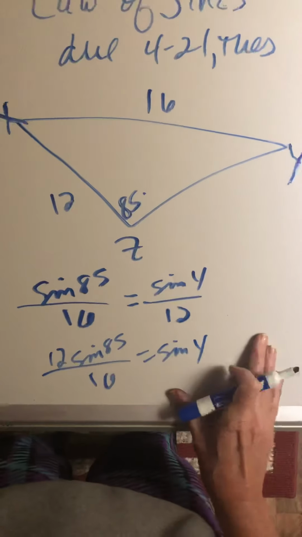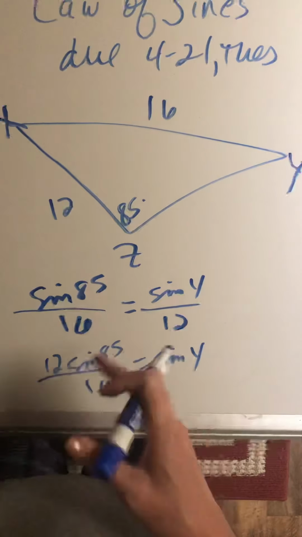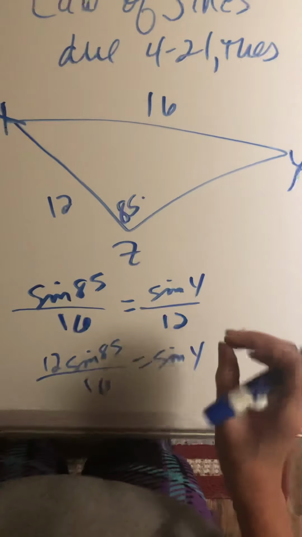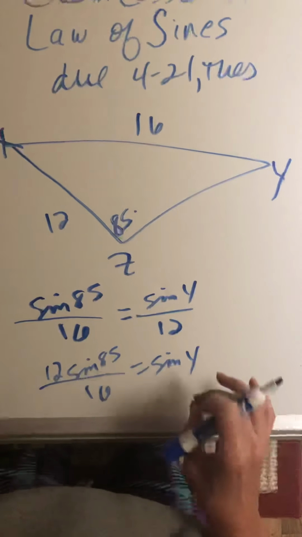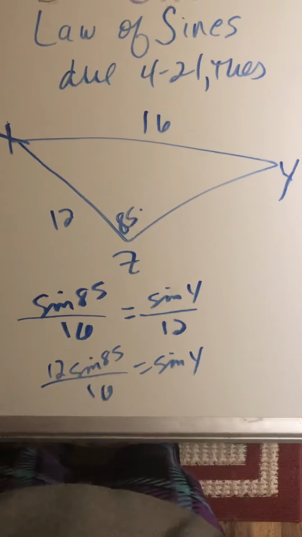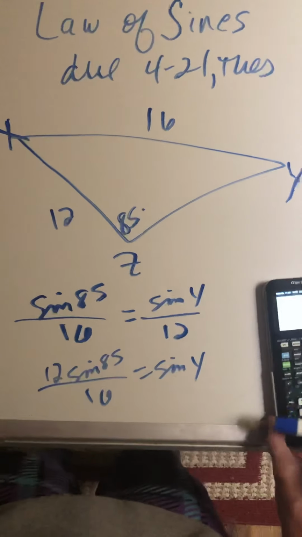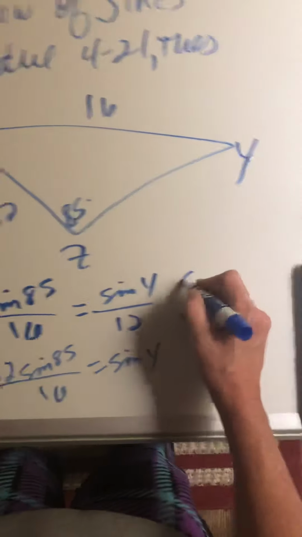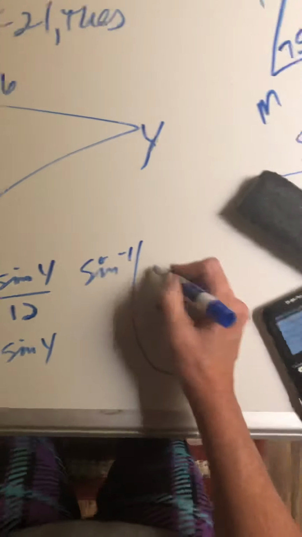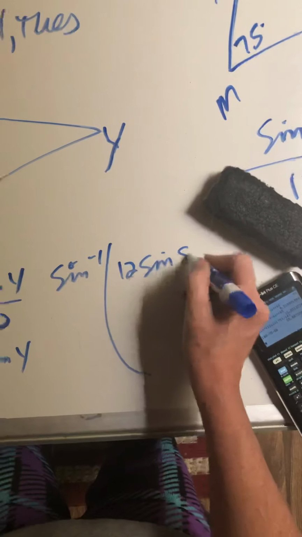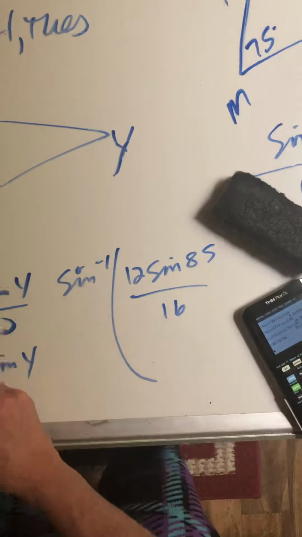It's also like solving a proportion, but if you solve this like a proportion, it adds too many steps to it. So I'm letting you skip some things, so make sure that you're paying very close attention to how I'm asking you to do this because I'm trying to save you some time. Then, now what we have to do is do the inverse sine of this stuff, 12 sine 85 over 16.